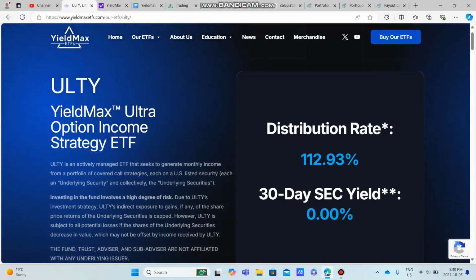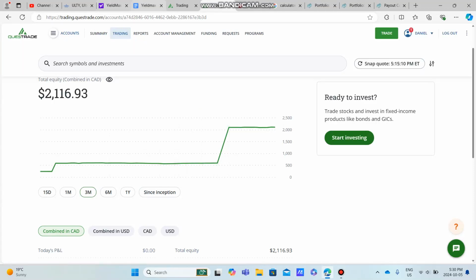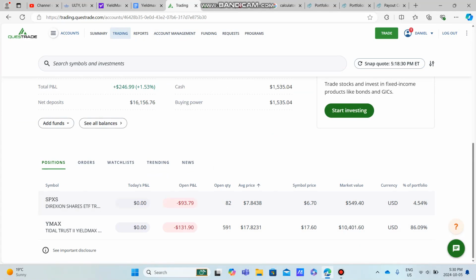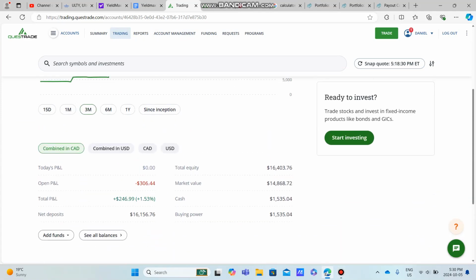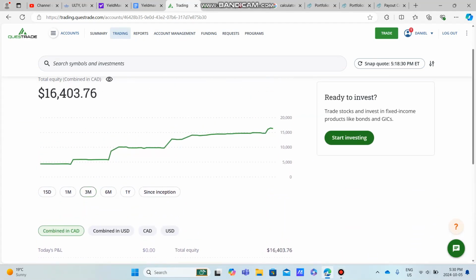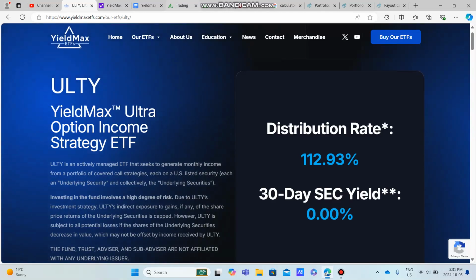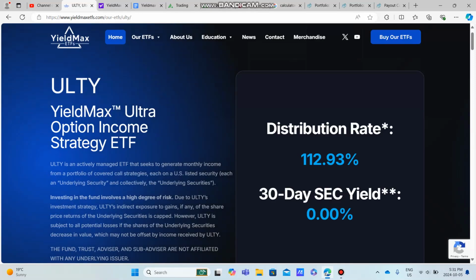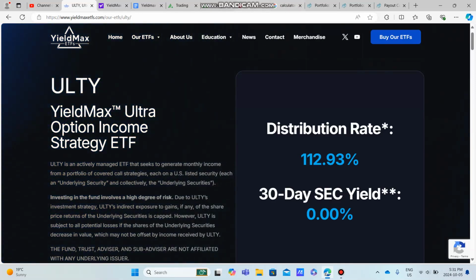ULTY is likely a position that I'll look to add within my Questrade portfolios just to boost up my monthly income. Of course, I'm receiving quite a bit from YMAX already, but I think it would be cool to give ULTY a try. It's one that I've been looking to get into potentially, and now currently seeing what they might pay out with these different investments. I will make the decision based on how much I am willing to invest and potentially risk in order to get a decent dividend yield, an extremely high dividend yield of 112%.